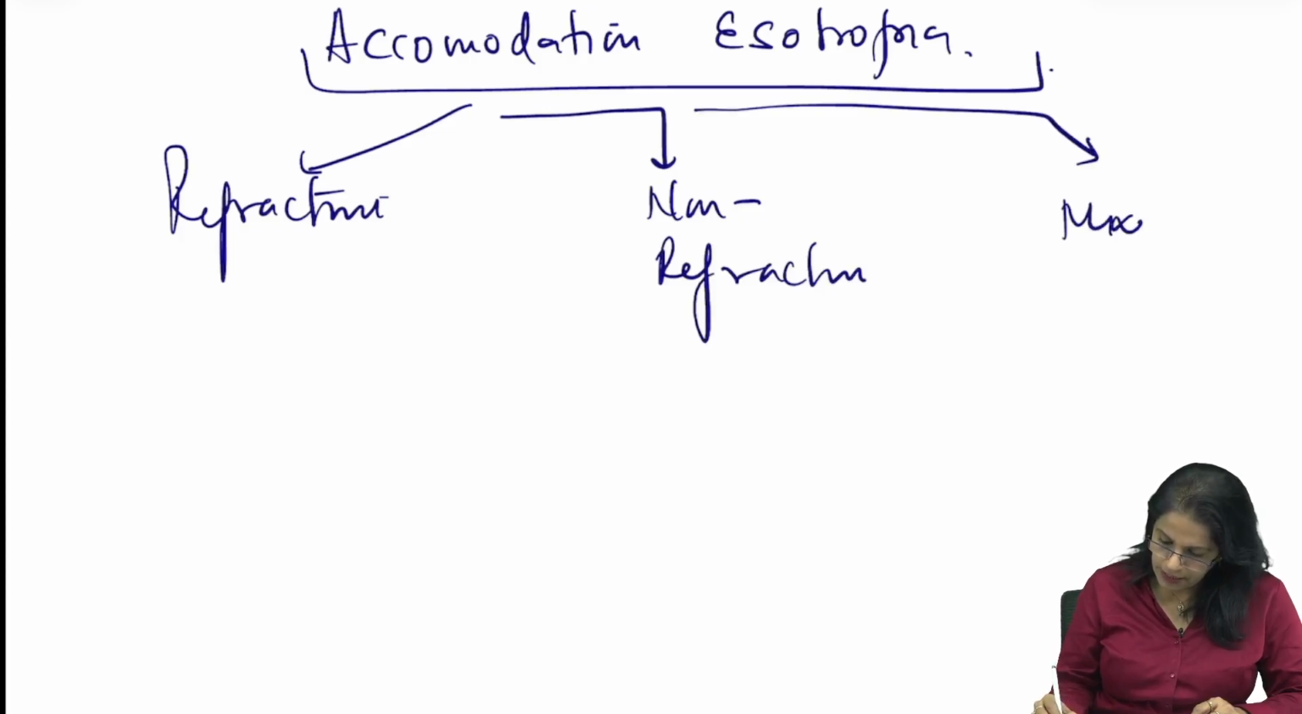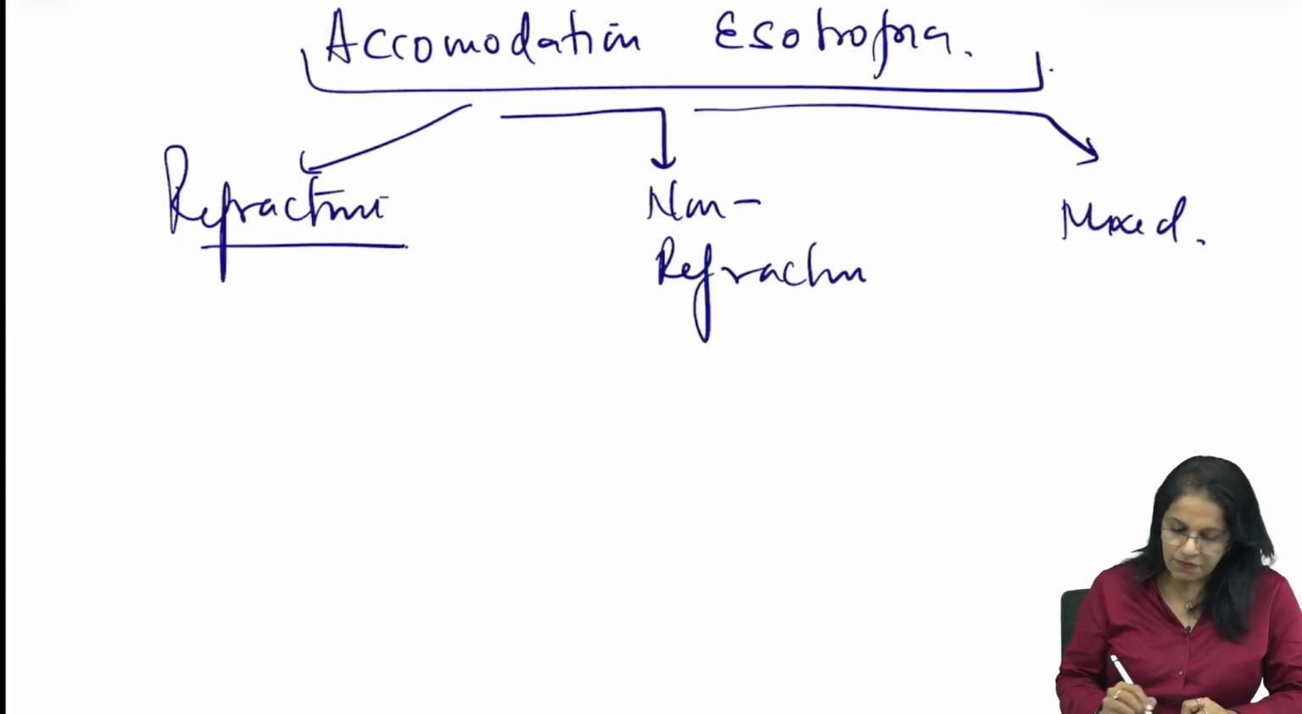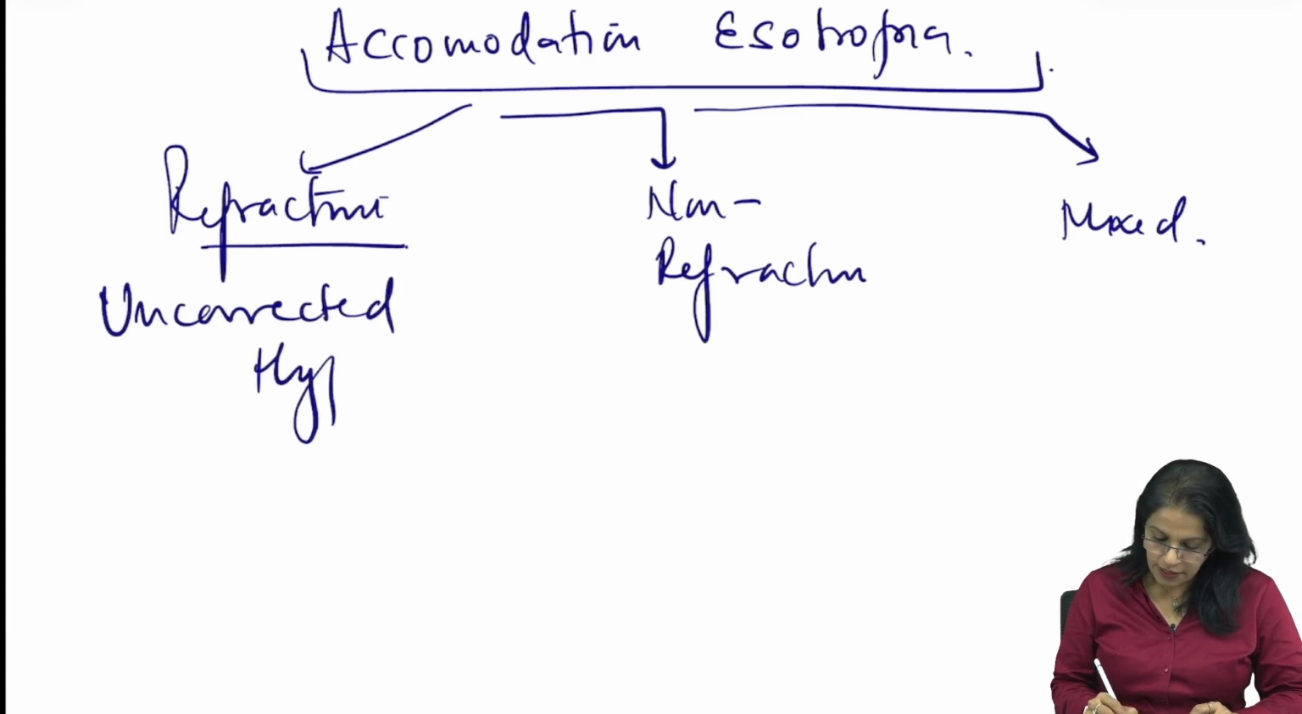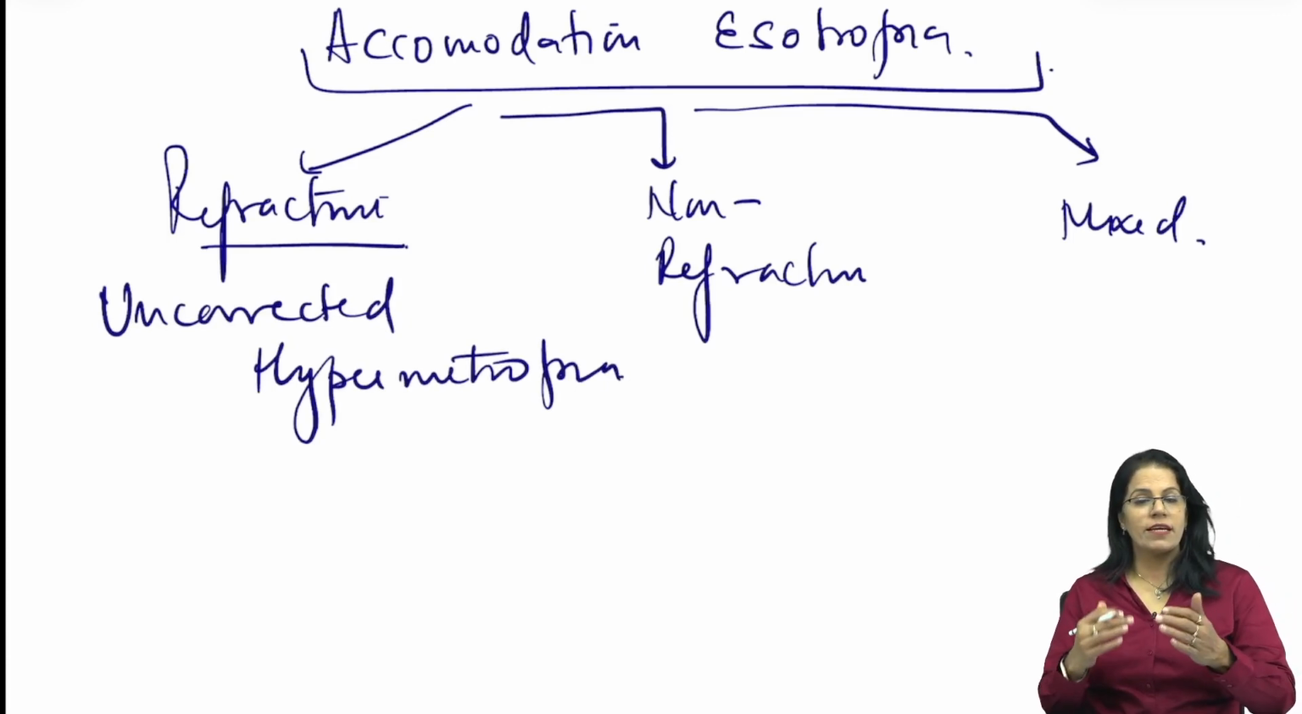Come on, it is very simple and interesting. When you say refractive, which refractive error are we talking about? Uncorrected hypermetropia. Actually, this is what you saw in this patient. When the hypermetropia is uncorrected, okay, think with me, I am thinking loud with you all.